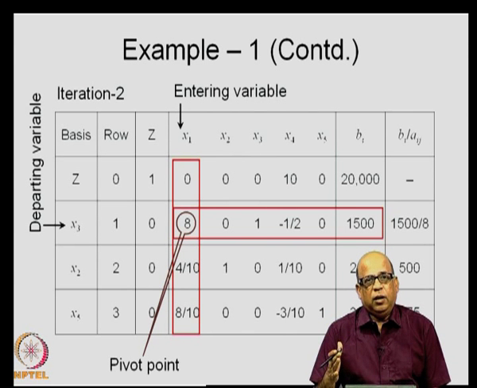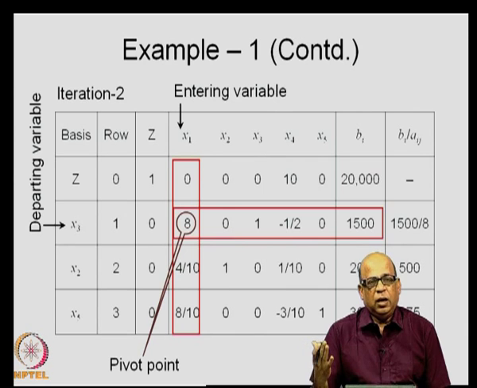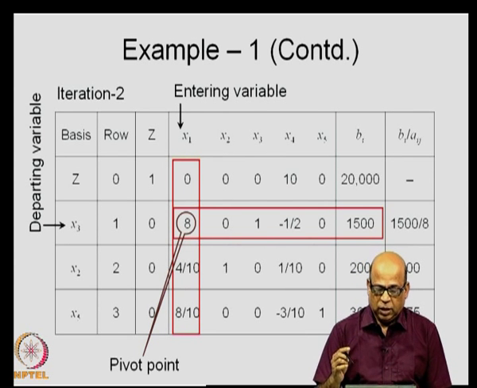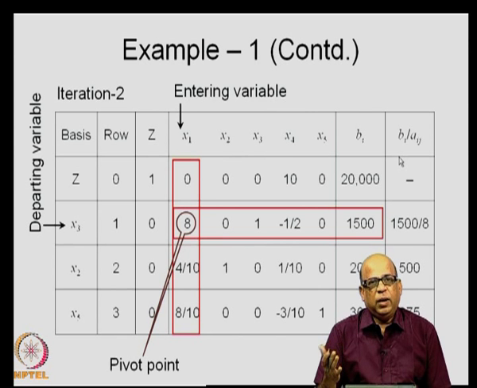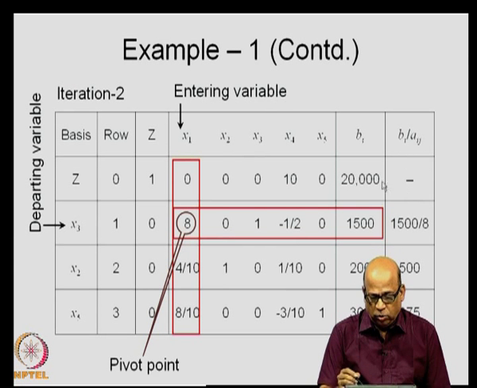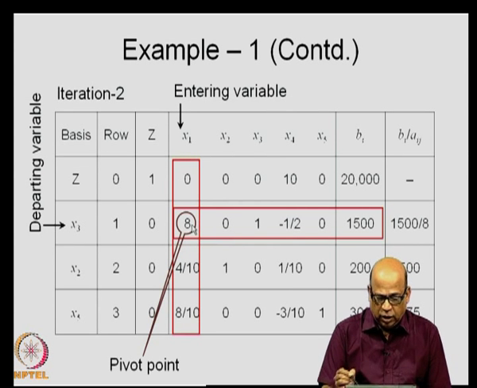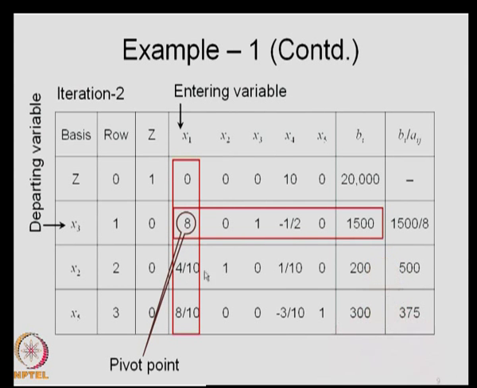Remember, once you identify the entering variable, you have to calculate b_i by a_ij to identify which is the departing variable. So, we compute the b_i by a_ij only if it is non-negative. So, this you do not compute. 1500 by 8, 200 by 4 by 10, which will be 500, and 300 by 8 by 10, which will be 375. And 1500 by 8 will be the smallest value, and therefore, the departing variable will be x3. So, corresponding to the entering variable x1, you identified a departing variable x3.